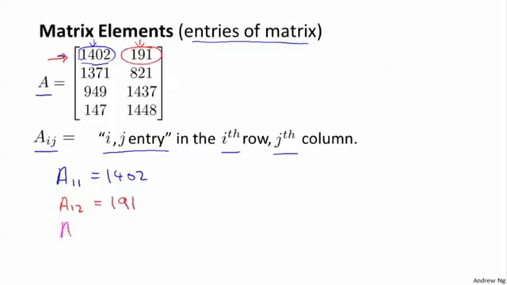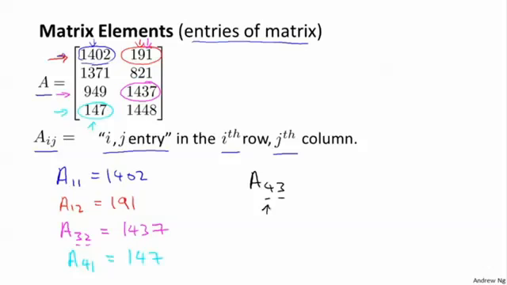Just a couple more quick examples. Let's say A32 refers to the entry in the third row and the second column, right? Because that's 3, 2. So that's equal to 1437. And finally, A41 refers to this one, right? Fourth row, first column, which is equal to 147. And hopefully you won't, but if you were to write, say, A43, well, that refers to the fourth row and the third column, but this matrix has no third column, so this is undefined. Or you can think of this as an error. There's no such element as A43, so we shouldn't be referring to A43.